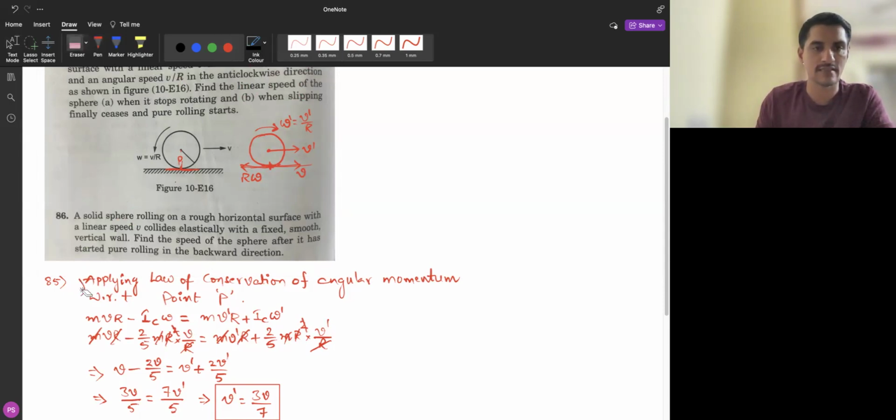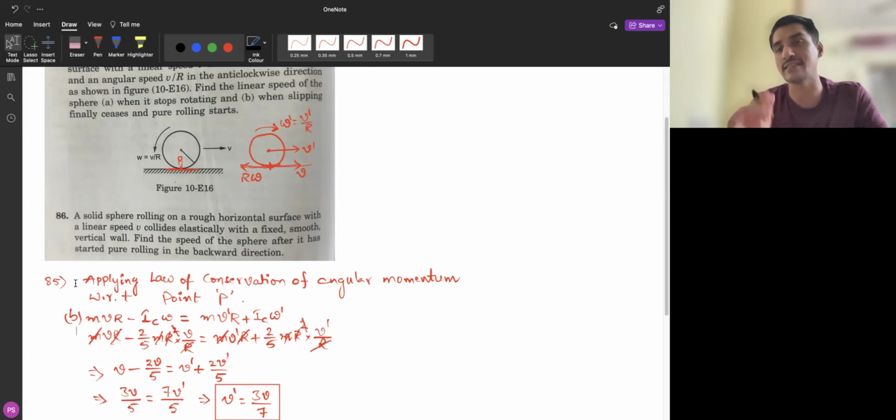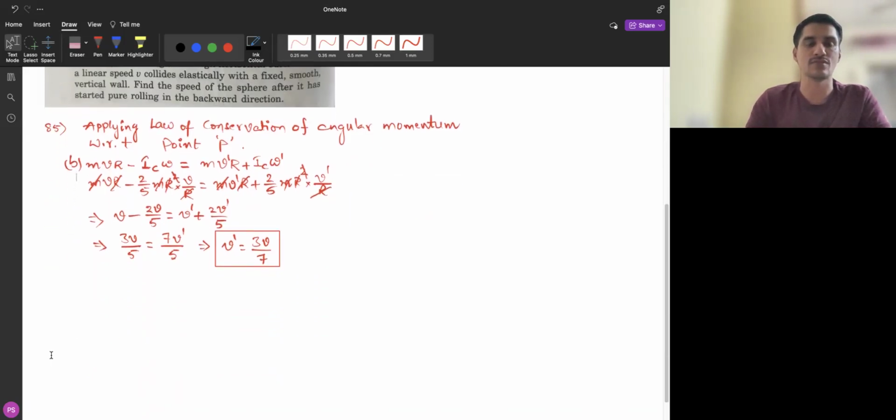We have done here just this is B condition. This is the answer for question B. Now for question A, how to solve? When it stops rotating, what does that mean? Still it is in translatory motion only.